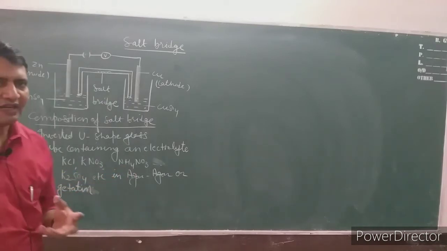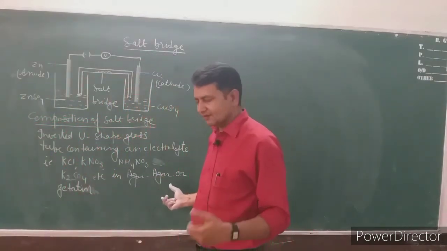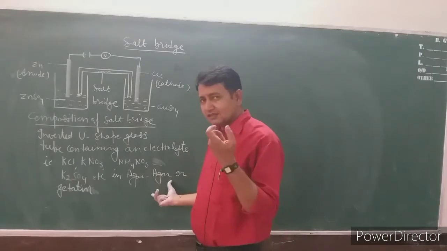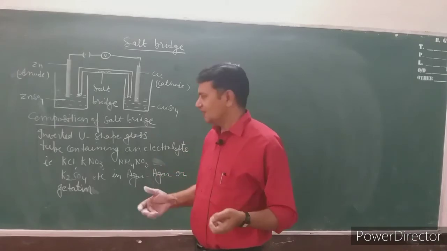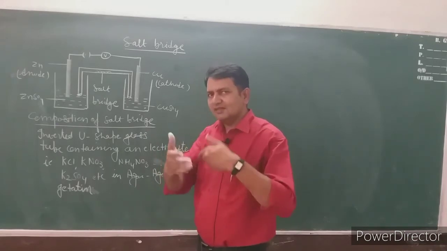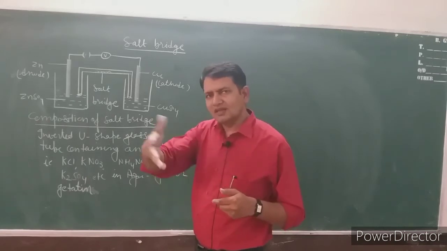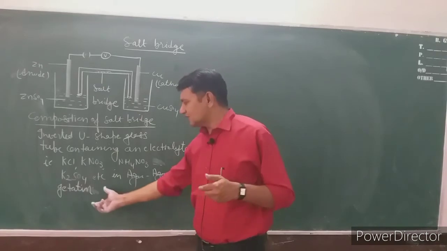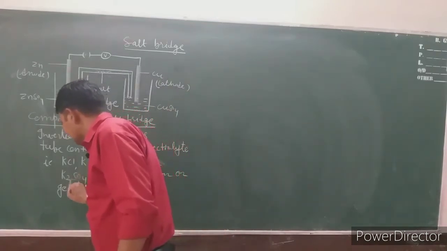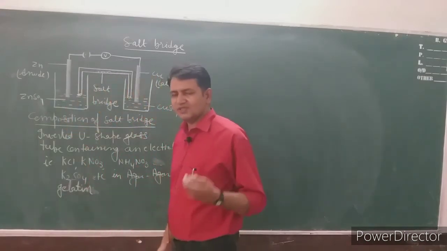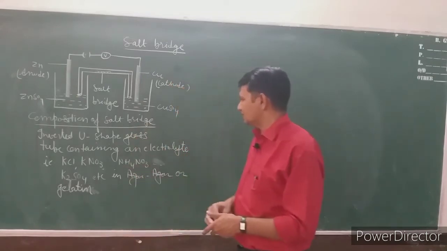Agar-agar is an algae material, prepared from the algae, so it is known as agar-agar. This is in semi-solid phase. Semi-solid means as per the requirement it converts into solid as well as into liquid. It looks like curd, solid as well as liquid. And gelatin is a chemical substance which is also present in semi-solid phase. So this is the composition of salt bridge.